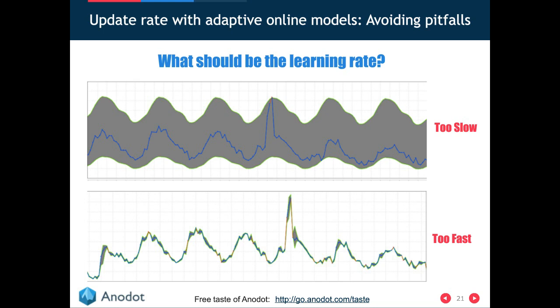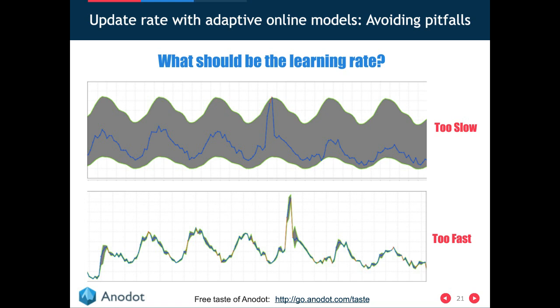Some of the pitfalls of using adaptive algorithms: I mentioned that when we are doing real-time decision-making, you need to use online algorithms, and because most services change rapidly, you need adaptive algorithms. Most adaptive algorithms have some update rate. So how fast do you adapt to changes in the time series? Here are some pitfalls of the adaptive rates.